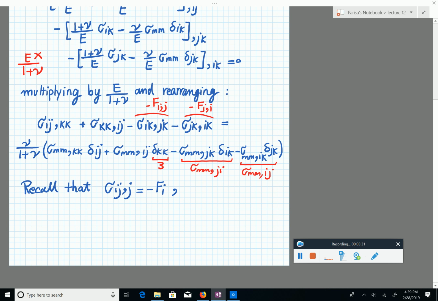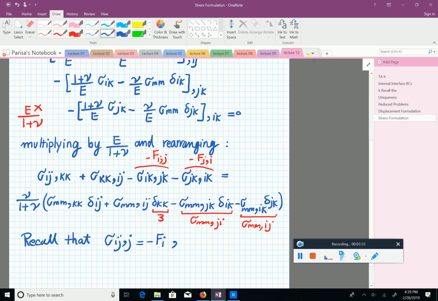you can collect them and simplify the equation. So if we do that, you have two of them here, one cancels out, and then on the other side you also have sigma kk comma ij, which is the same as sigma mm comma ij. So you can collect all those terms together.